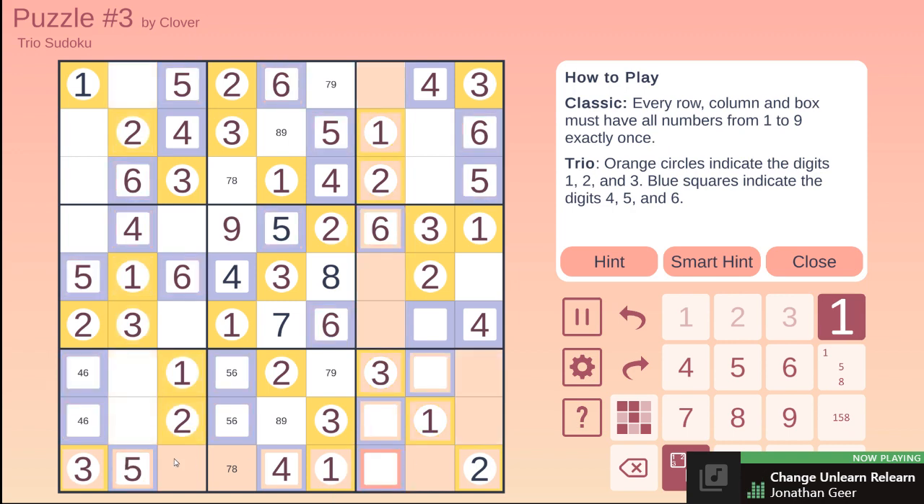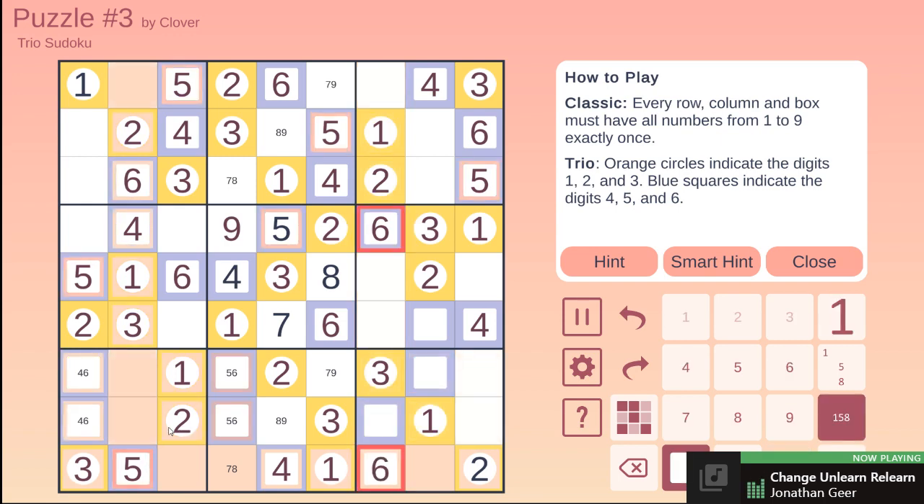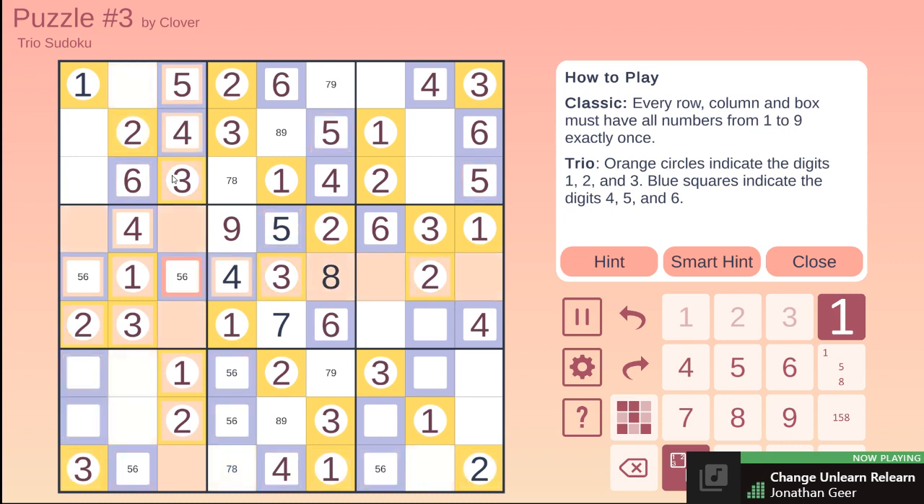Wait, why is that wrong? Hold on, why is that wrong? Uh-oh. Why is that wrong? Slow down. This has to be a 6 because that looks at it. This has to be a 5. I was going a little too fast, I think. The 5 looks at both these boxes, so this has to be a 5, thus making this a 6.